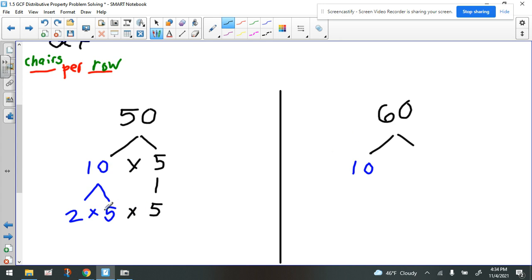But let's go back. This tree is done. These are all prime numbers. There's no more branching to be done here. So let's go back up to the number 60. Now, we can just kind of copy what we have here for the 10. It's going to be the same thing.